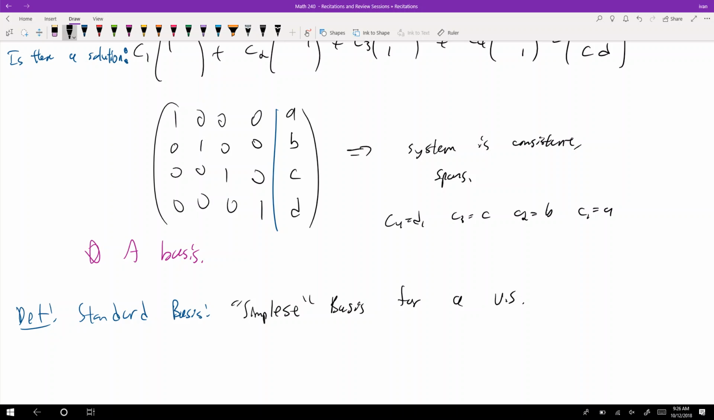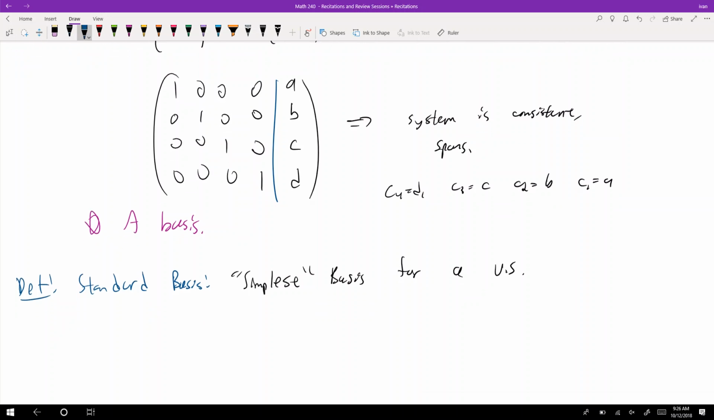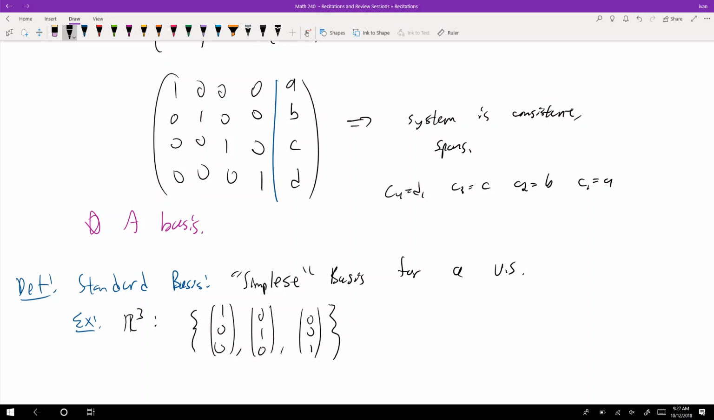Okay, it's the simplest basis for a vector space, and let's take a look at some other examples besides M2R. So let's say R3. If you had to give me a basis for R3, what's the simplest basis you can think of? Yeah, exactly. So it'd just be essentially the x-axis, the y-axis, the z-axis, right? So (1, 0, 0), (0, 1, 0), (0, 0, 1). That's going to be the standard basis for R3.